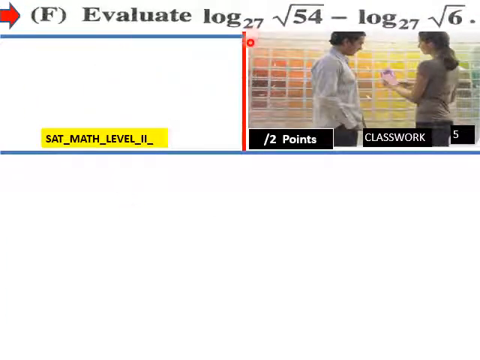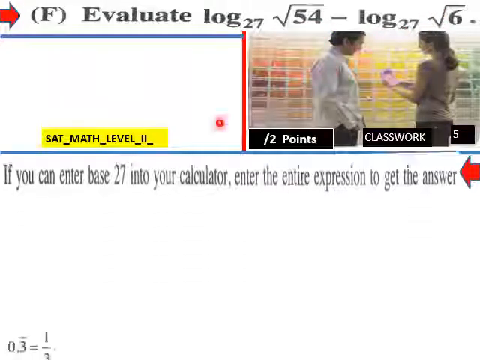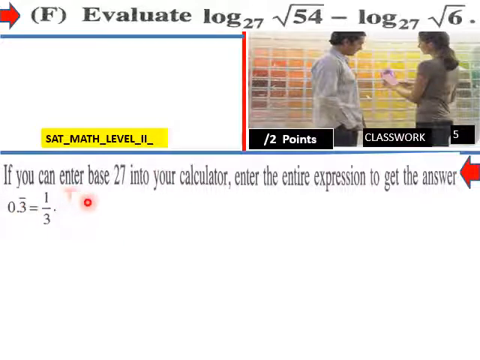F, evaluate log base 27 square root of 54 minus log base 27 square root of 6. If you can enter base 27 into your calculator, enter the entire expression to get the answer 0.3 repeating, 0.333, which equals 1/3.